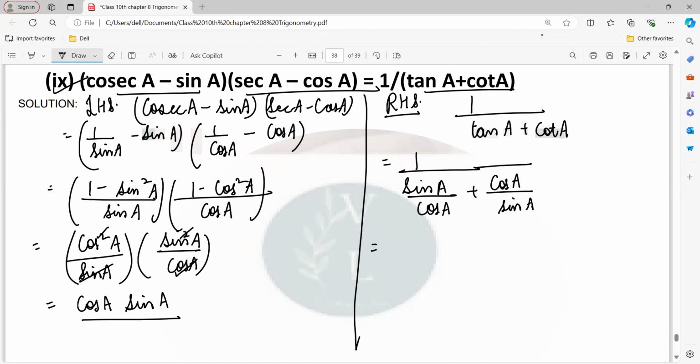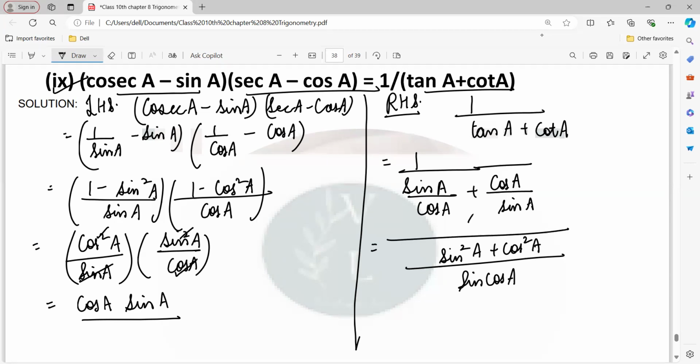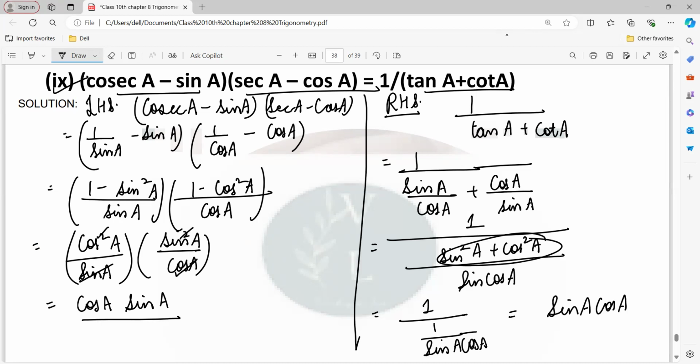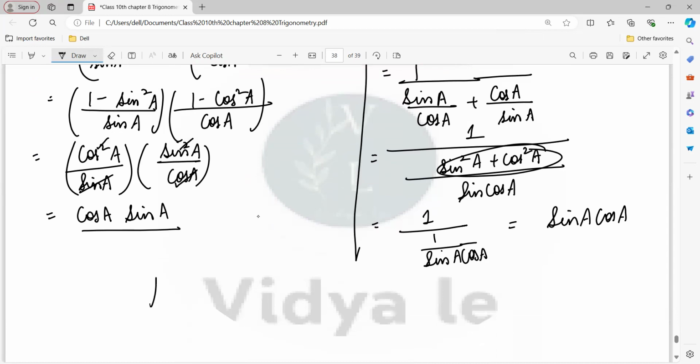Again, taking the LCM of the denominator, we'll get sine A into cos A, and in the numerator we'll get sine square A plus cos square A, which is 1. Now this is 1 upon sine A into cos A. Shifting it to the numerator, we'll get sine A into cos A. So on the left side we got cos A into sine A, and on the right side as well, we got cos A into sine A. So left hand side is equal to right hand side. Hence proved.